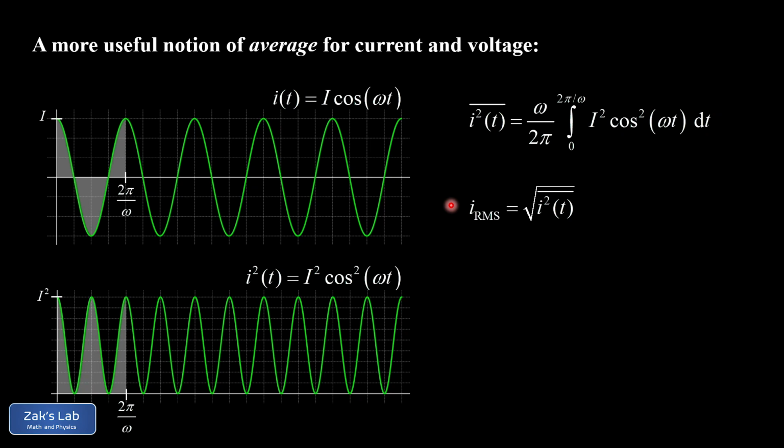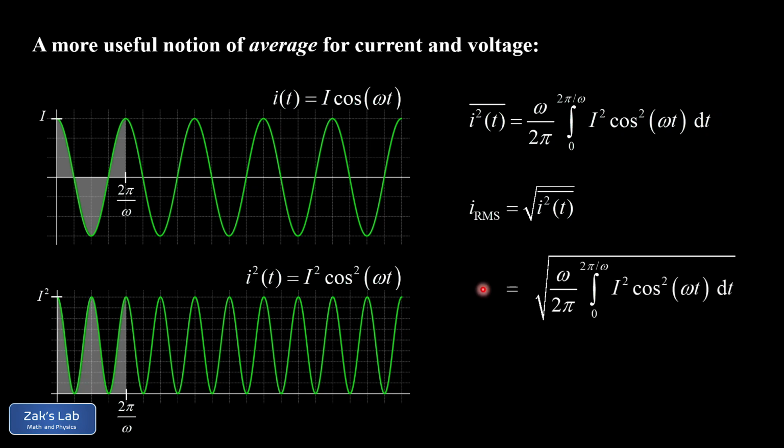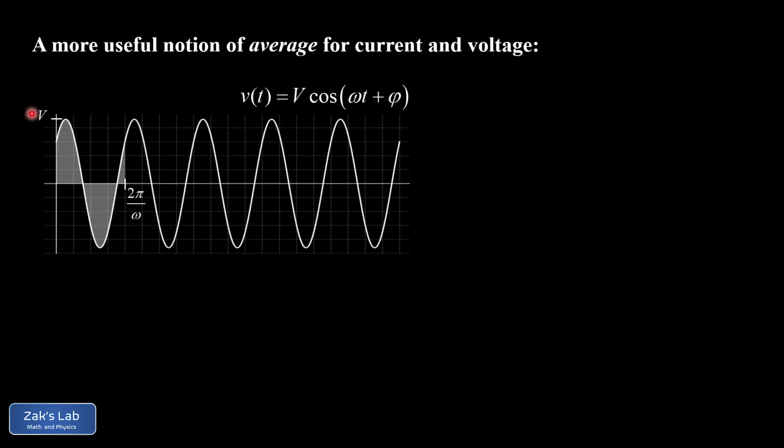So plugging in our integral for the average value of the square of the function, there it is, the formula for RMS current. Now, of course, we're going to do the same thing for voltage, but this time I'll go a little bit faster. There's our original voltage function, and note the phase shift there. This is not a pure sine or a pure cosine. It's starting at some arbitrary point determined by the phase shift phi.